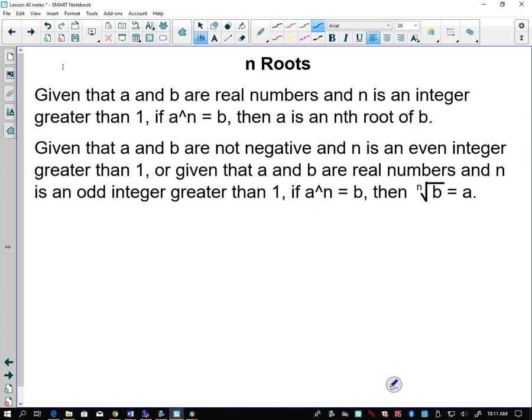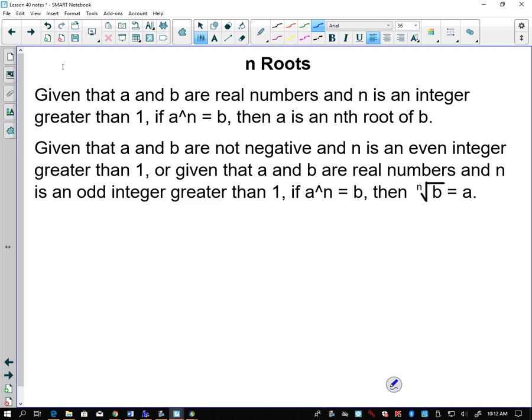All right. So in roots, given that a and b are real numbers and n is an integer greater than 1, if a to the nth power equals b, then a is the nth root of b. Given that a and b are not negative and n is an even integer greater than 1, or given that a and b are real numbers and a is an odd number and n is an odd integer greater than 1, if a to the n equals b, then the nth root of b equals a.